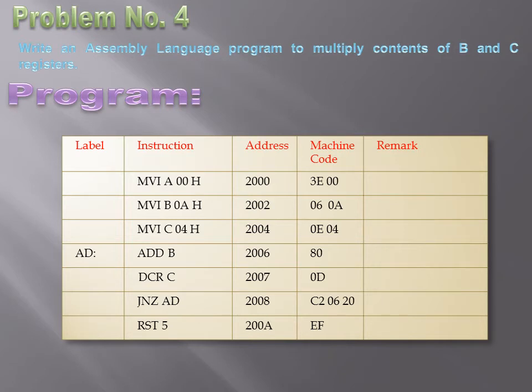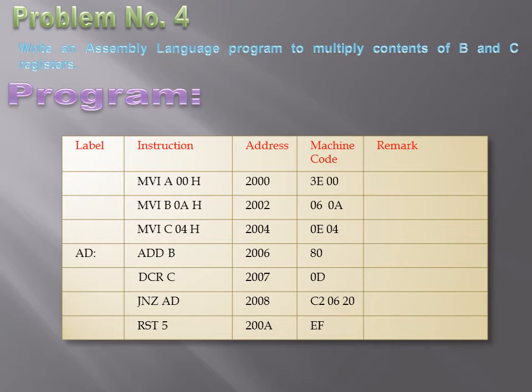Write an assembly program to multiply contents of B and C registers. This is a program where we are doing repeated addition, and we are again using the loop technique. First we move 00 to the A register: MVI A, 00H. MVI B, 0AH means the number 0A is placed in B, and MVI C, 04 places hexadecimal 4 in the C register.